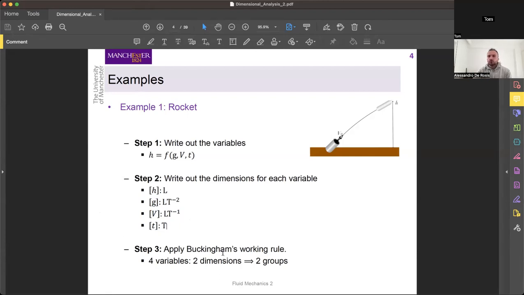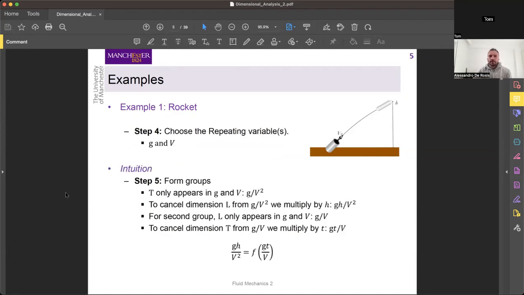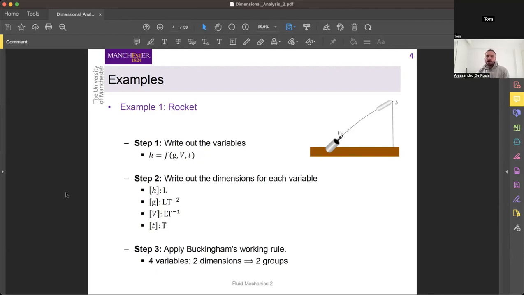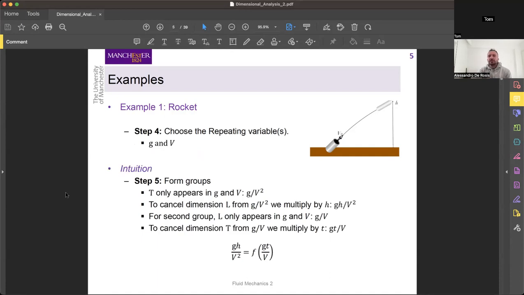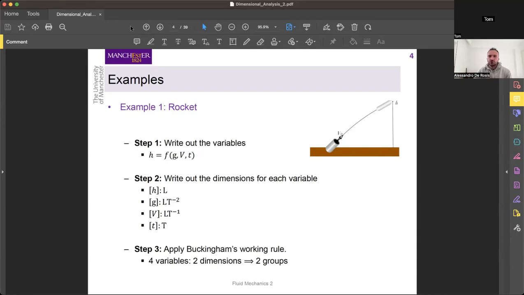For four variables and two dimensions, you have two pi groups. We have to choose repeating and non-repeating variables. So here, H will be for sure an output of the problem. Here you can pick G and V, G and T, or V and T. It's really up to you because the dimensions are all relatively simple. Let's consider, for example, G and V. Why do I suggest you use G and V in this case? Because among these four variables, G and V are the ones you know for sure. Why? Because gravity acceleration is a constant, 9.81 meters per second squared, and V is the velocity with which you are shooting the rocket.